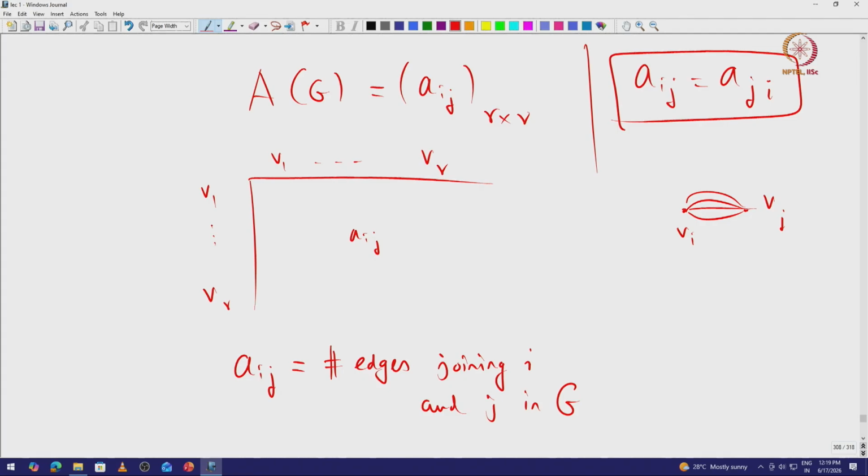Now one can use the spectral theorem and say that all the eigenvalues of the symmetric matrix are real. Understanding those eigenvalues gives a lot of information about the graph, and that is what is studied in spectral graph theory. So what are the diagonal entries? The diagonal entries a ii count the number of loops at the vertex vi. It basically counts the number of loops at vi.